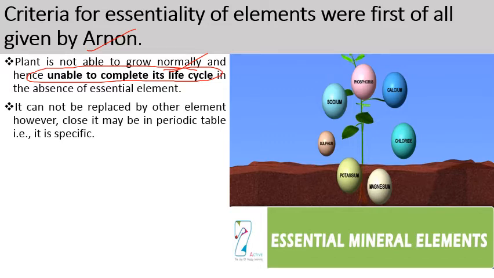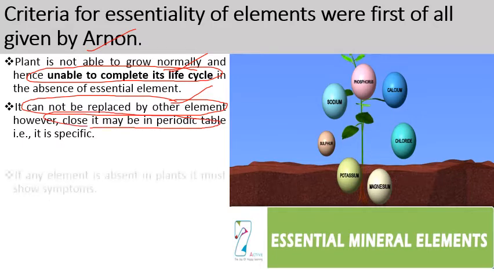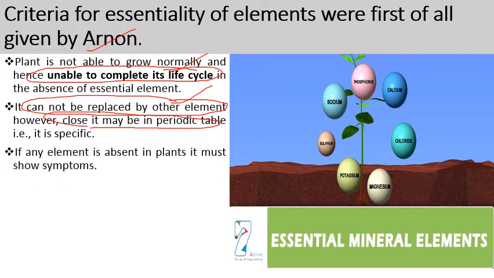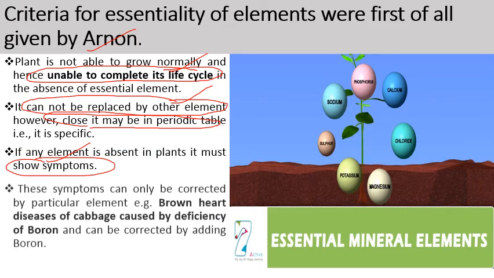Next criteria, it cannot be replaced by other element. तो ये जो essential element है इसे हम, for example, we have magnesium, which is an essential element. We can't replace it with other element, however close it may be in the periodic table. चाहे जितना मर्जी close हो ये periodic table में, it is highly specific. Next, if any element is absent in plant, it must show symptom. तो essential element अगर absent है soil में तो plant इसके symptom show करेगा, deficiency symptom.